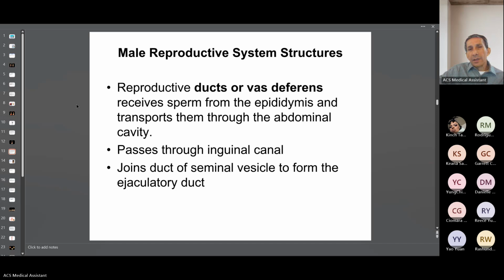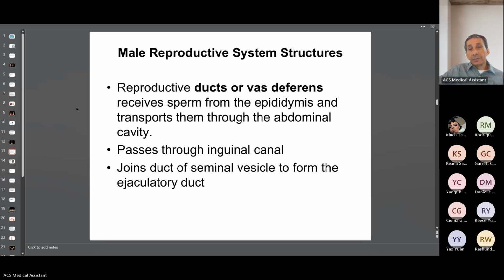Okay. So let's continue with this vas deferens. It says right here, what is the function? It receives sperm from the epididymis and transports them through the abdominal cavity, passes through the inguinal cavity, and joins other ducts, other little tubes called the seminal vesicle, to form the ejaculatory duct. So there are three things that it's going to be finding on its way.